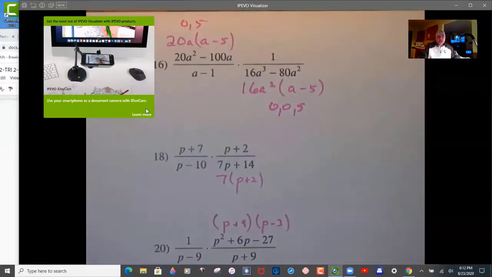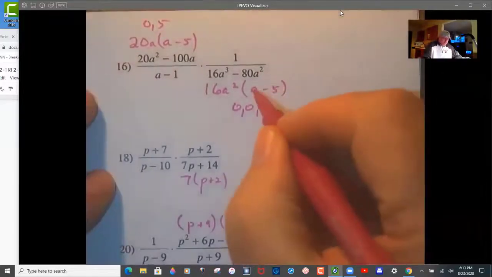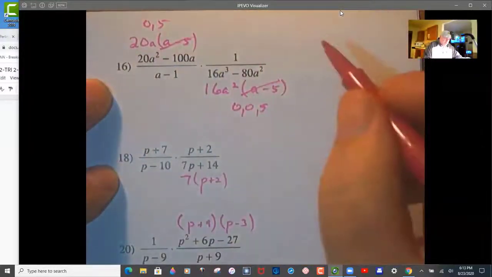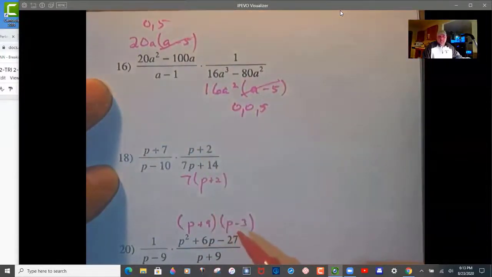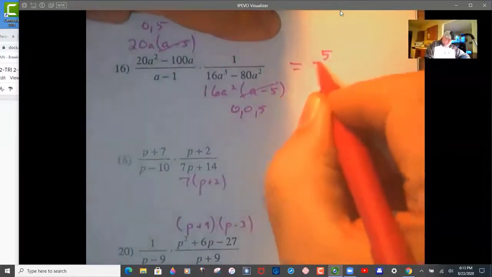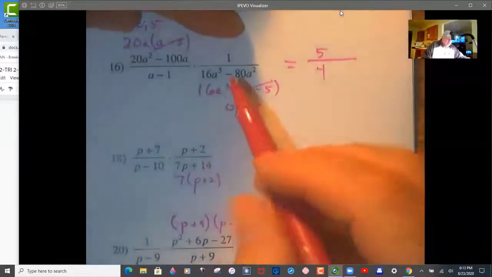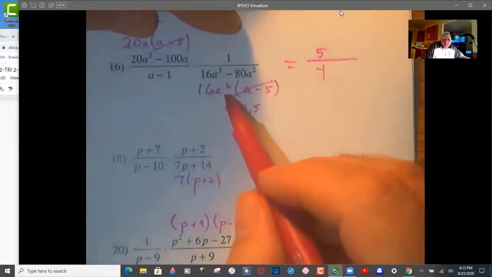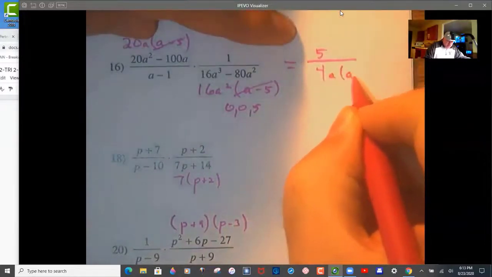So now after all of that is done, you look to start canceling by factors. So the a minus 5s go away. The a minus 1 is going to stay there, at the bottom. And then the 20 over 16, let's see, 10 over 8, 5 over 4. We have a 5 and a 4 for sure. And then we have an a and an a squared here. So that a and a squared will leave an a on the bottom, and then times a minus 1.